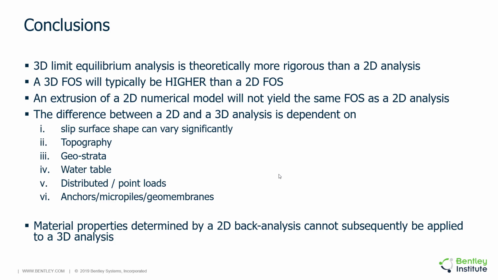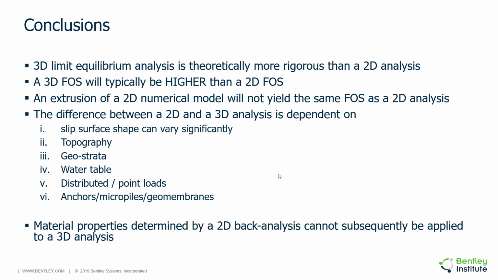We can summarize that a 3D factor of safety will typically be higher than a 2D factor of safety, and an extrusion of a 2D model will not necessarily yield the same factor of safety as a 2D analysis, especially if you change your slip shape and go to an ellipsoidal slip shape. So you're changing your slip shape, and that will yield a different factor of safety calculation. Differences between 2D and 3D analysis are very much dependent upon slip surface shape, topology, geostrata, water table, distribution in the third dimension, distributed point loads, anchors, micropiles, geomembrane, placement in 3D, and all of that can have an effect on the 2D and 3D aspects of your analysis.